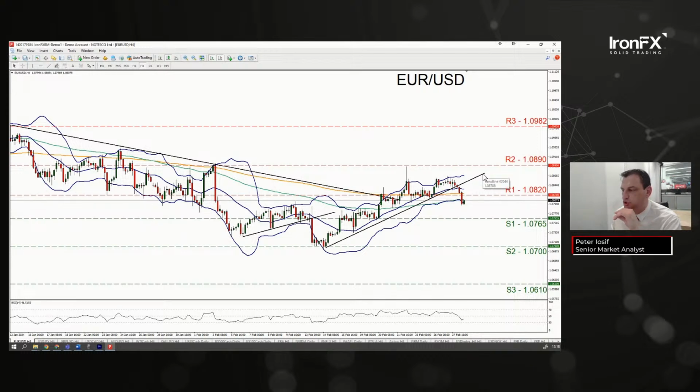On the other hand, should the pair stabilize, I would expect it to remain within the boundary set between the R1 1.0820 and the S1 1.0765. Mind you that we had also the release of the economic sentiment of the Eurozone, as well as the industrial sentiment and business confidence. Let's have a look.